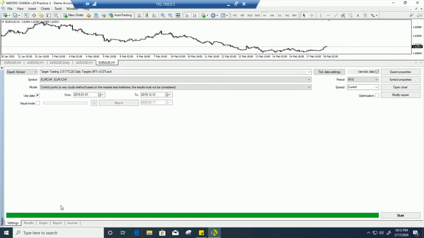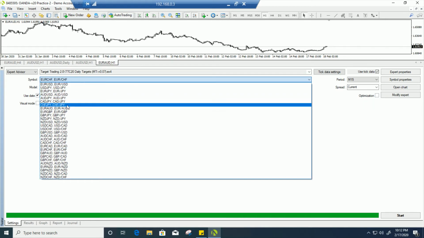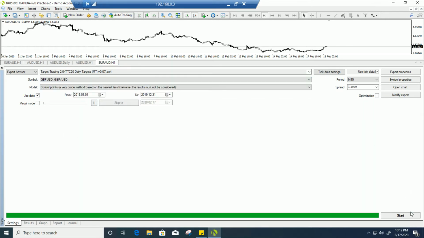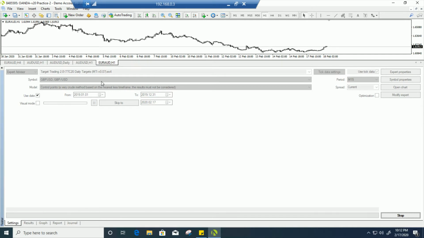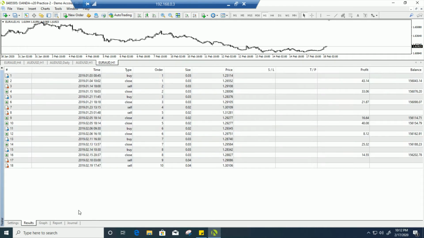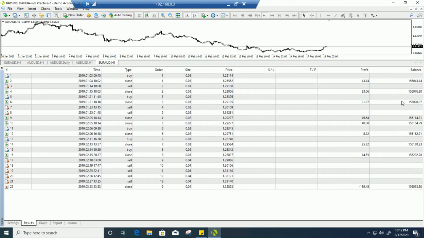So I'm ready to go ahead and maybe do one more test right here. Let's go ahead and run the pound US dollar and do one more test. And then I'm going to start implementing this in my live trading account, keeping in mind that this is a system that is going to be running. I'm going to keep track of it.